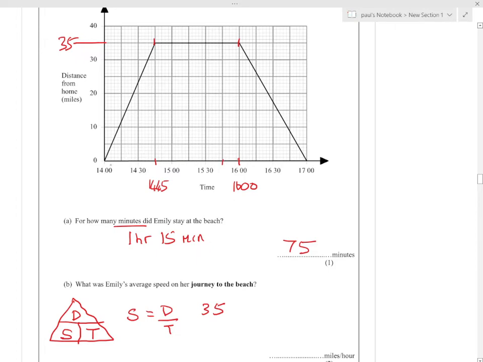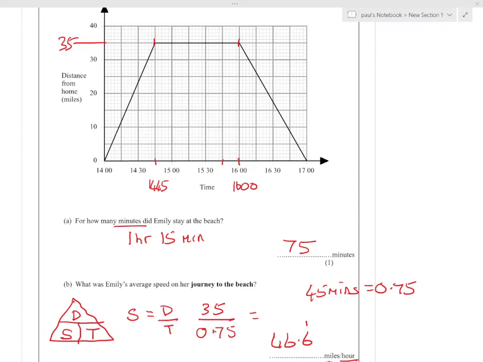So this is 3/4 of an hour, which we change to 0.75 of an hour, because we want miles an hour. So 45 minutes is 3/4 of an hour, which equals 0.75 in decimal. So 35 divided by 0.75 equals a magnificent 46.6 recurring miles an hour. I hope that's right. Otherwise you wouldn't have had much fun at the beach.